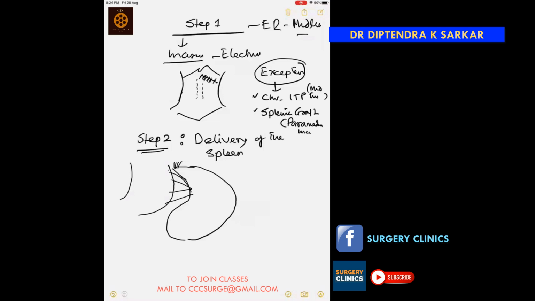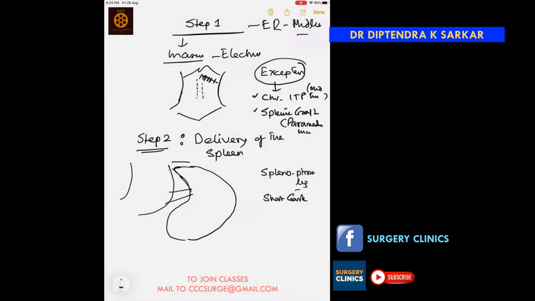So you need to sever the splenophrenic ligament. So the upper pole becomes free. Then you sever at least 1 or 2 short gastric vessels. And once you do so, what happens is that this portion is freed, this portion is freed. And once it is free, the upper pole can be delivered.